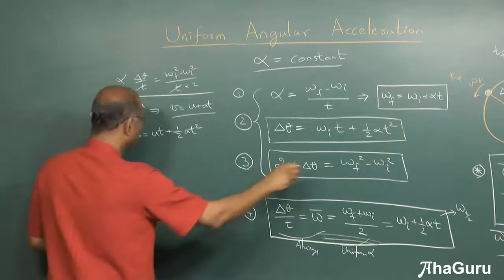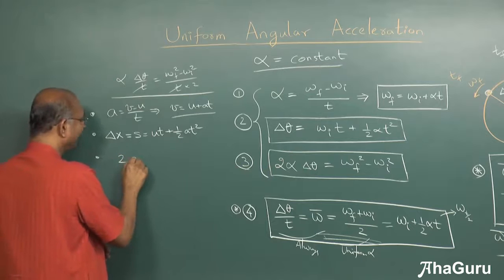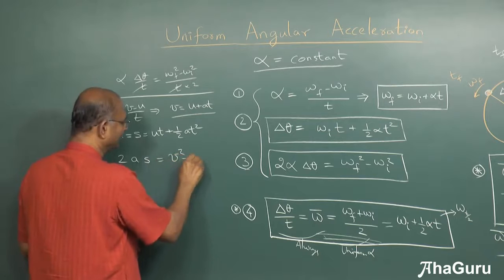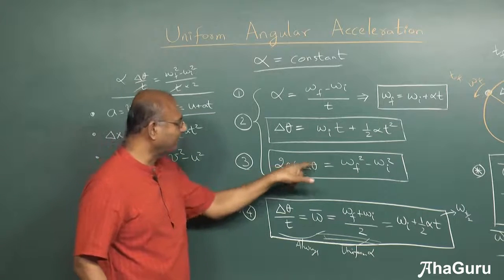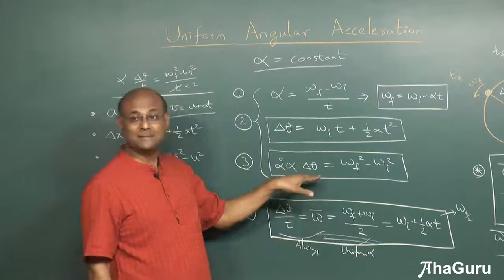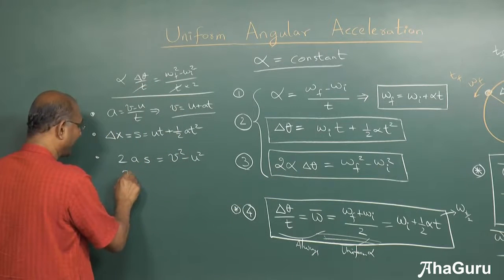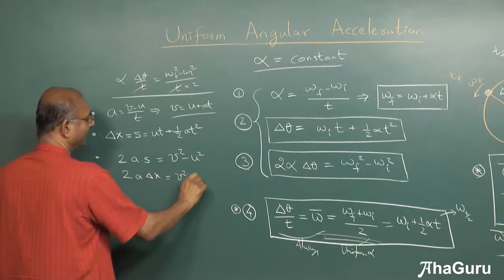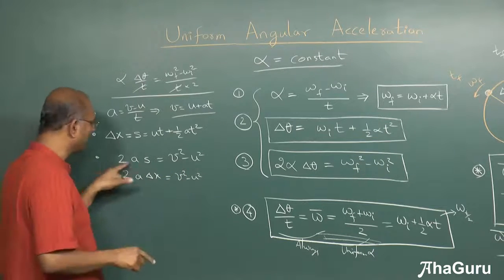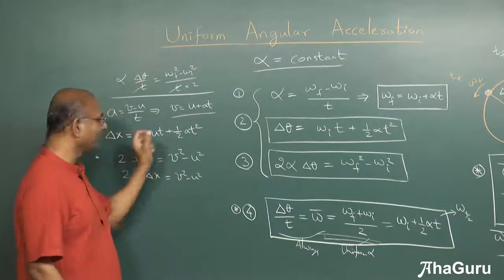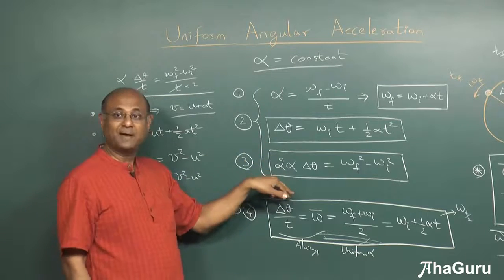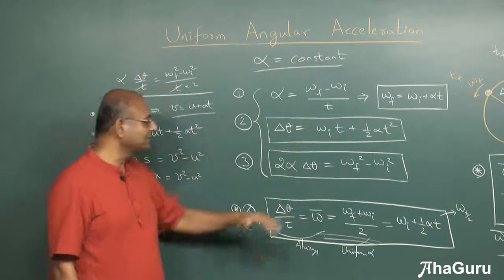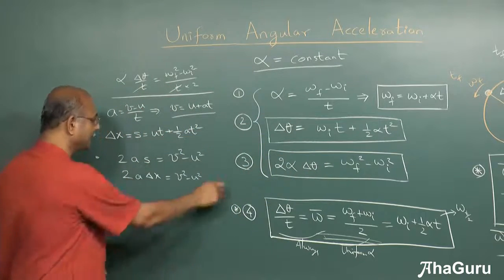And then the third one is 2as, right, is v square minus u square. And here you have 2 alpha delta theta. Delta theta is the same as displacement. If I wrote it here carefully, I would have written 2a delta x is v square minus u square. Of course, nobody wants to remember it like this, so you remember it as 2as is v square minus u square. 2 alpha angular displacement, delta theta is omega f square minus omega initial square. So I hope the ideas are all exactly the same.